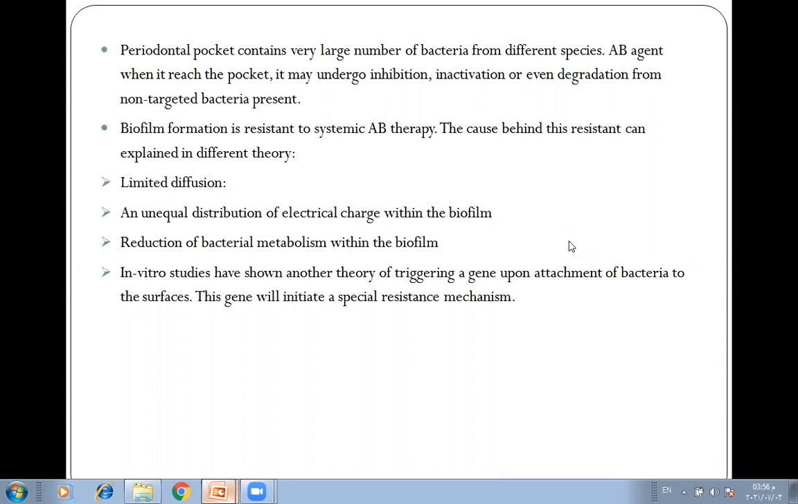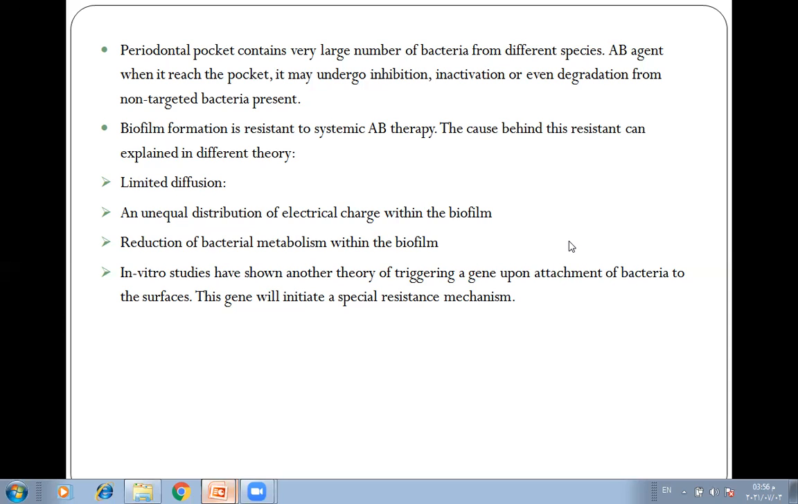Biofilm formation in the periodontal pocket is usually a defensive mechanism for the microorganisms in this community. It will resist antibiotic therapy, and the mechanism behind this can be explained in different ways. First of all, the biofilm formation will limit the diffusion of the antibiotic agent, so the antibiotic agent cannot penetrate deeply into the deeper layers of the biofilm.